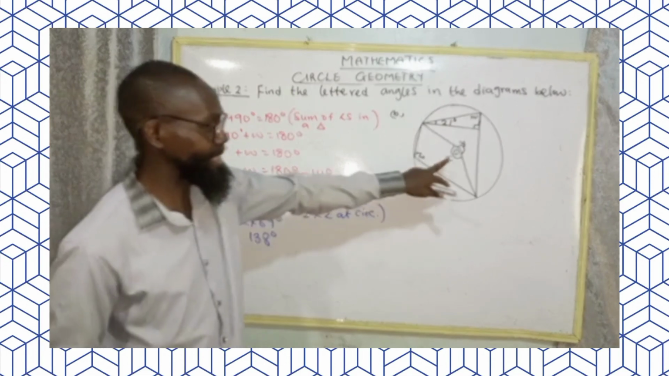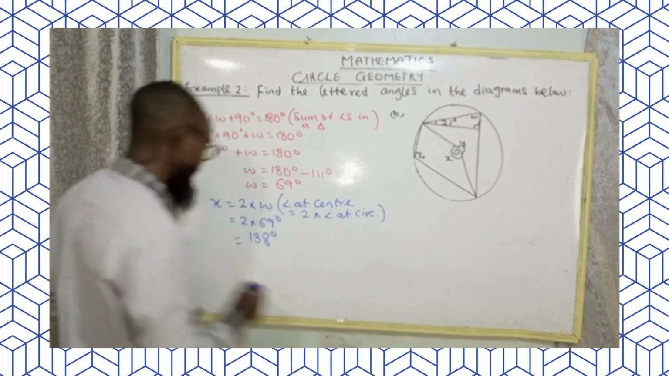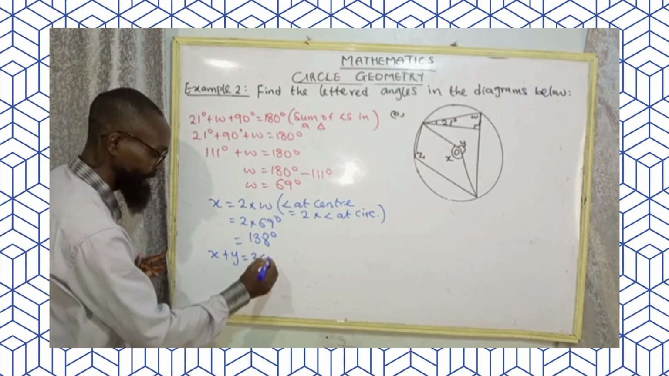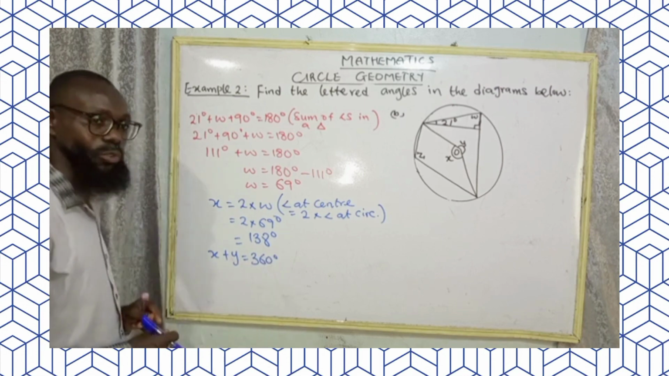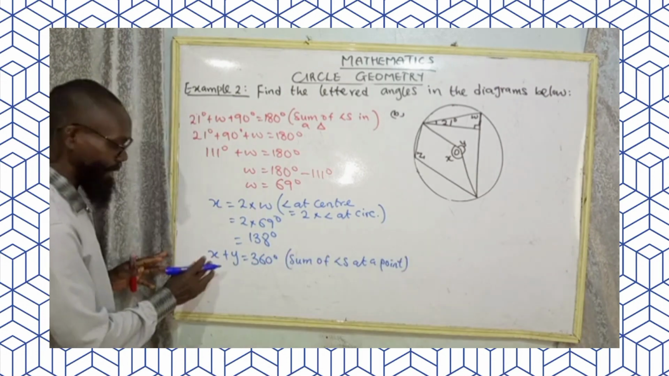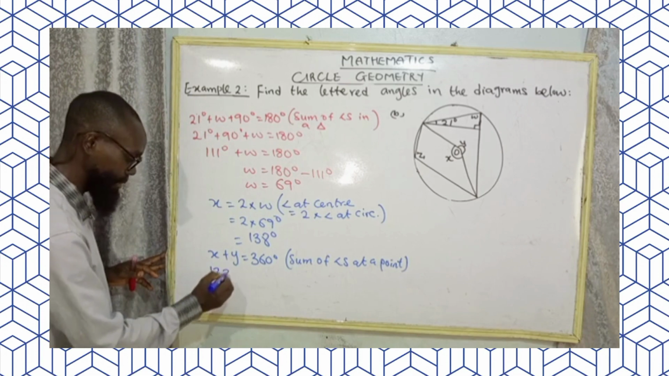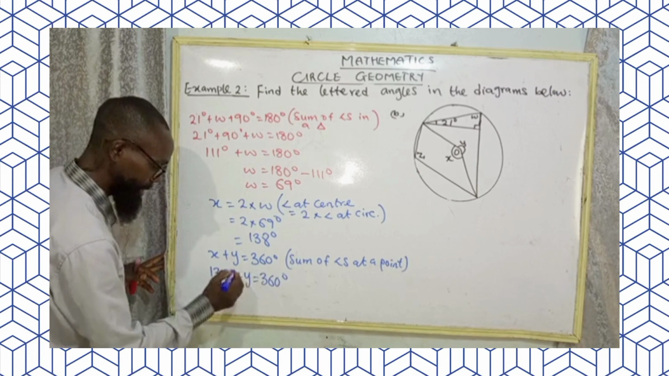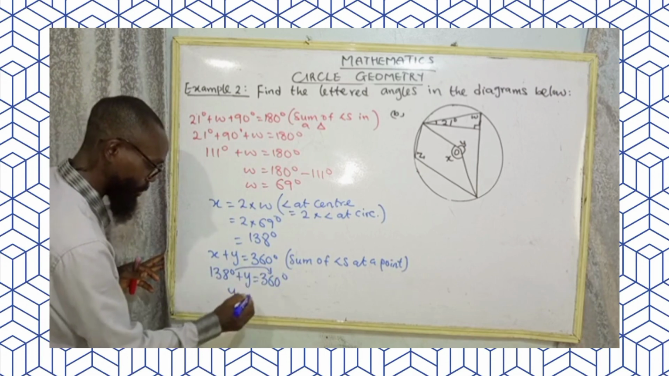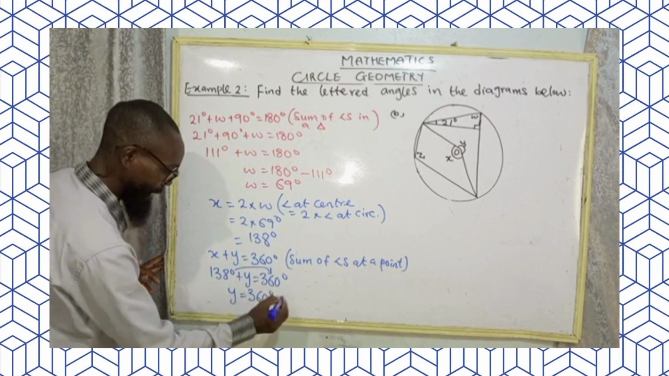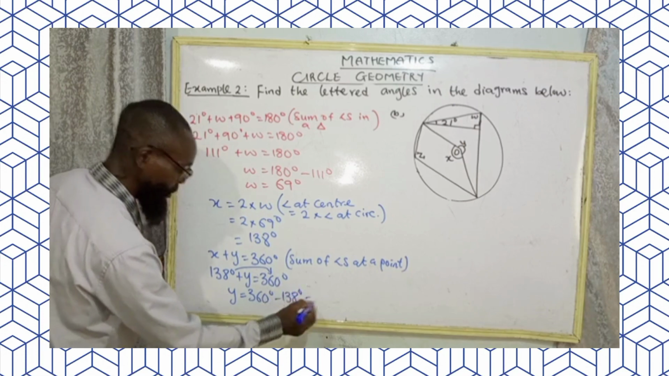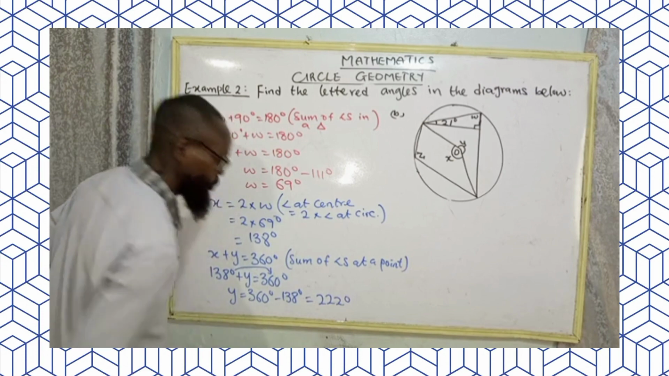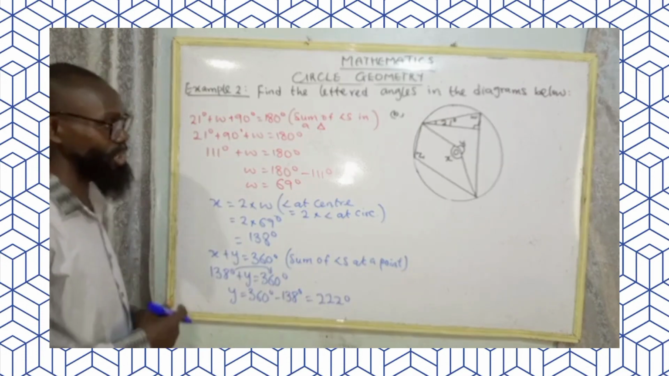After getting this X, we can get our Y easily. That is X plus Y is equal to 360 degrees. Reason: sum of angles at a point. Our X is 138 degrees, plus Y equals 360 degrees. Y will equal 360 degrees minus 138 degrees. So we have 222 degrees. So the value of Y is 222 degrees.